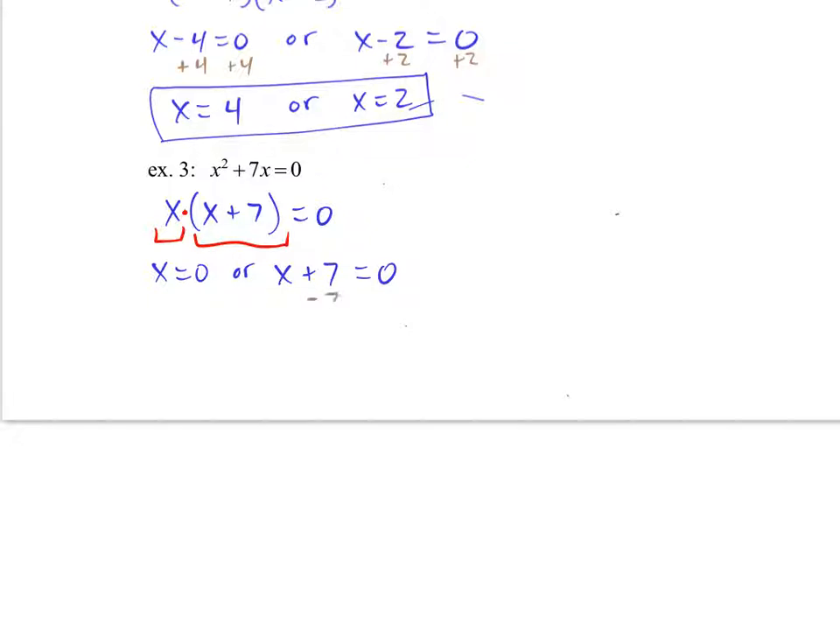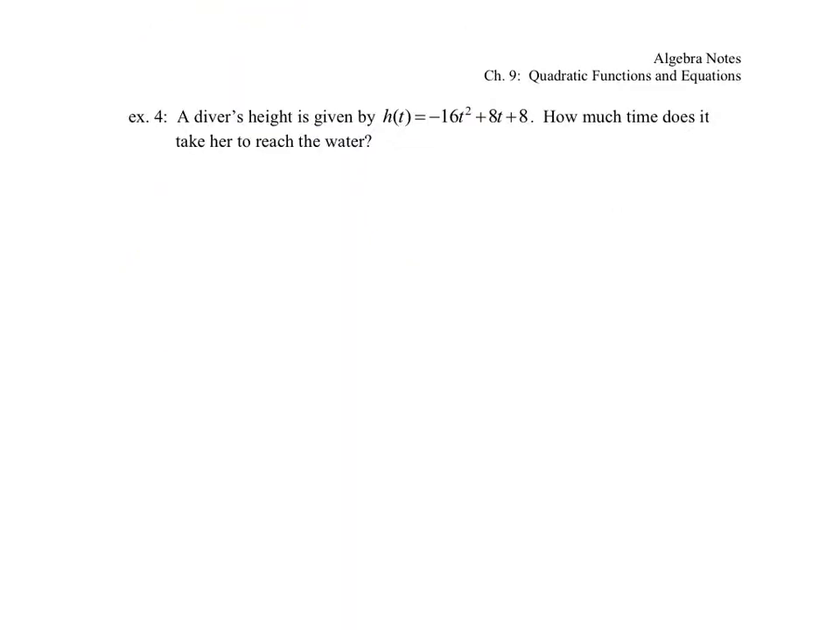A lot of you just look at it in your head and you know it's negative 7, but I'll show my work. X equals negative 7. So I have two options. X could be 0, or x could be negative 7. So those are two x-intercepts. Once you have that, you're done.